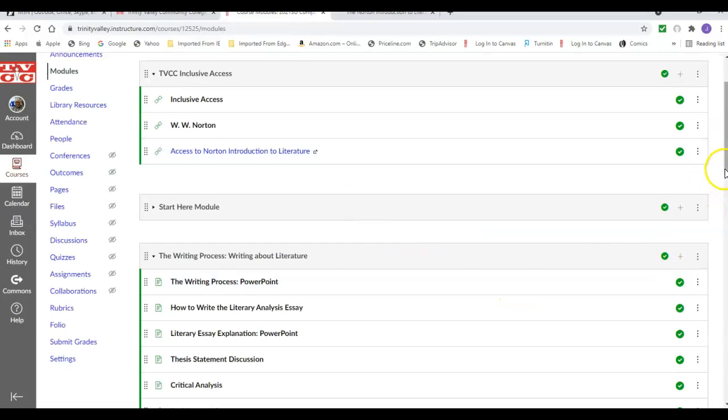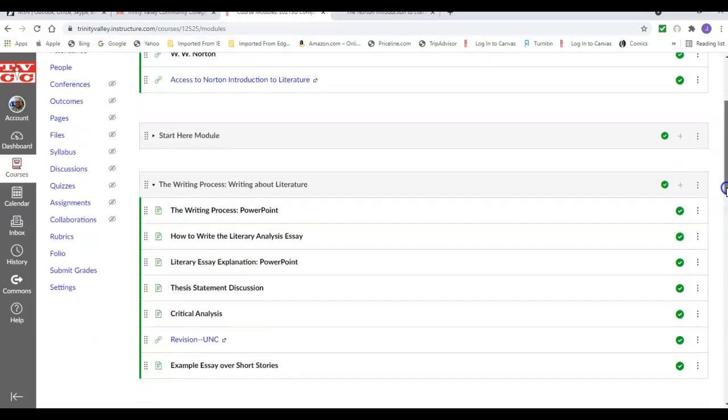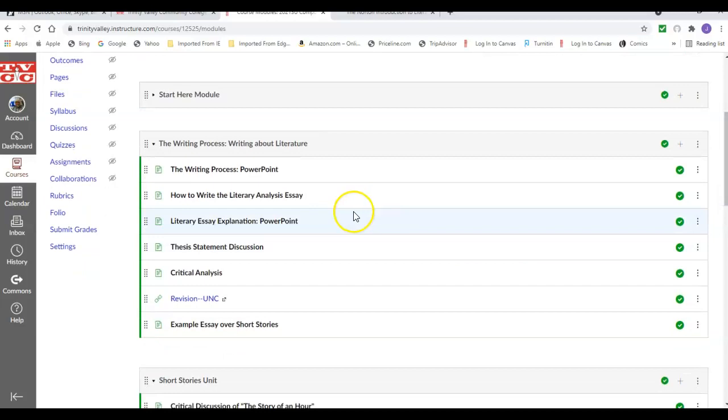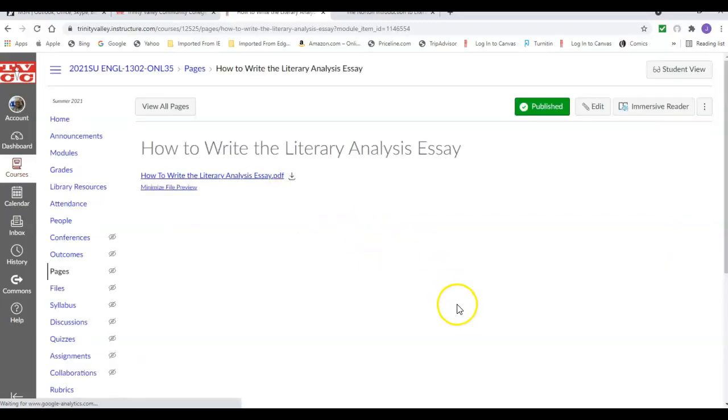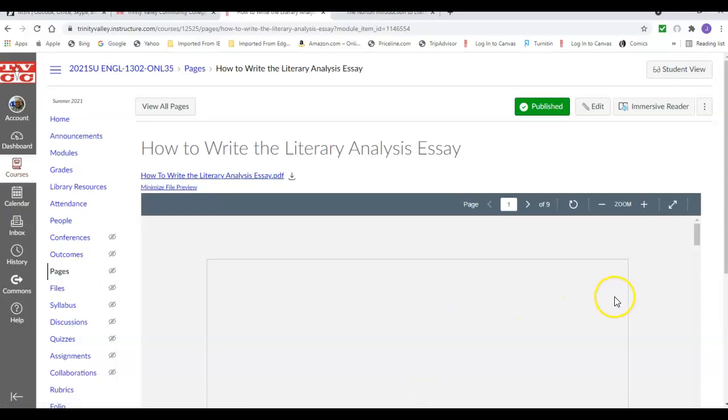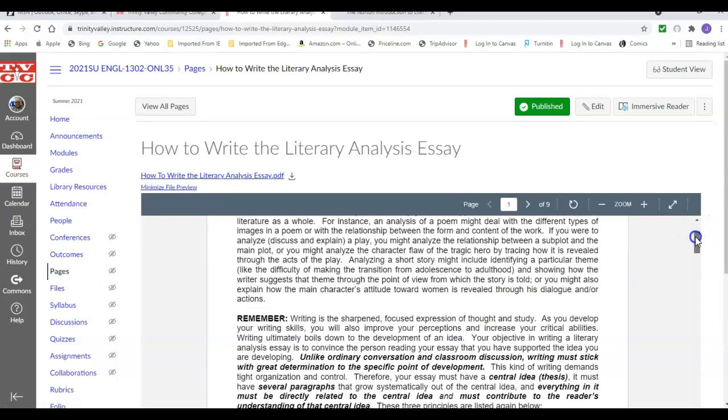Hopefully you have also gone through the writing process handouts and details. This one discusses how to write the literary analysis essay. Very quickly, we're going to look at it. There it comes. This is a handout that is done by Bucks County Community College. They gave me permission to use it, so I do.